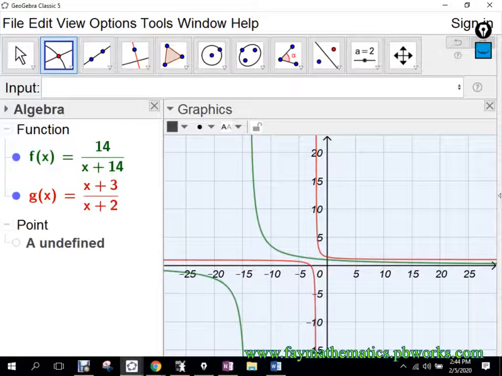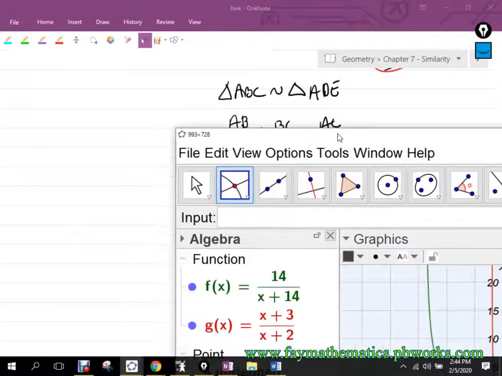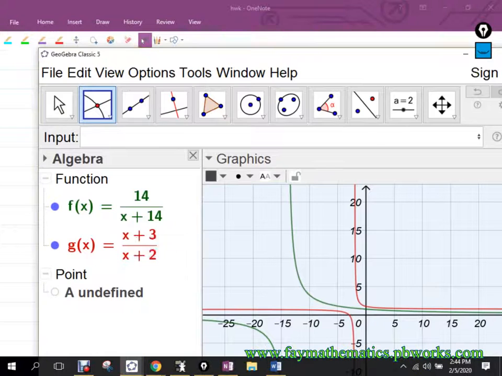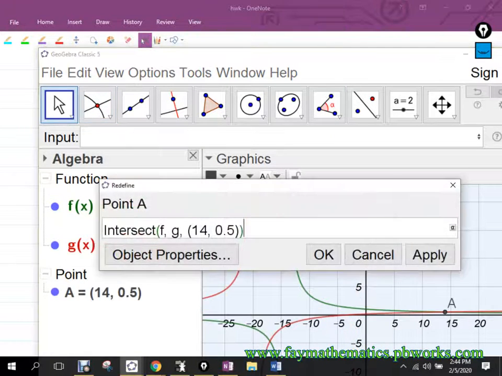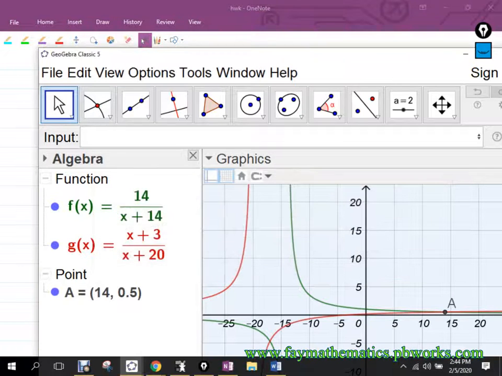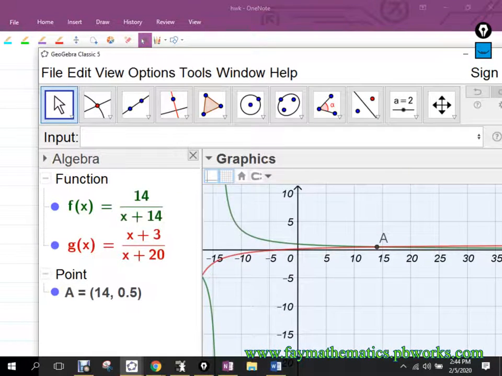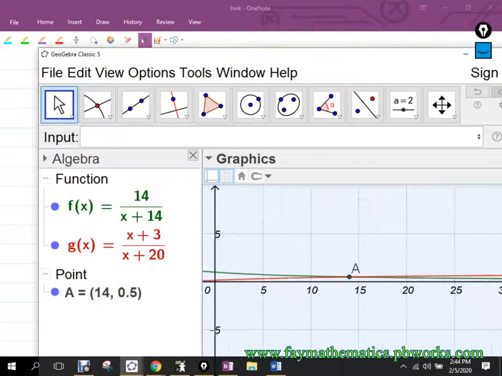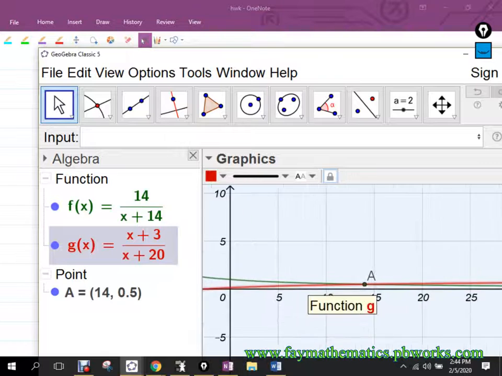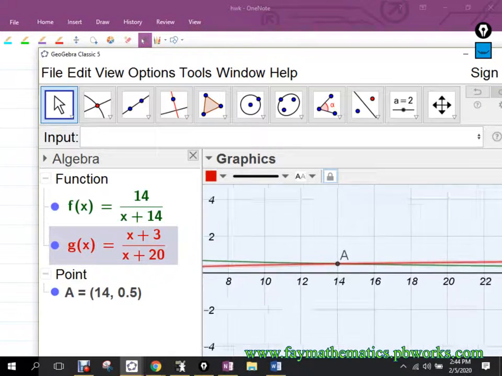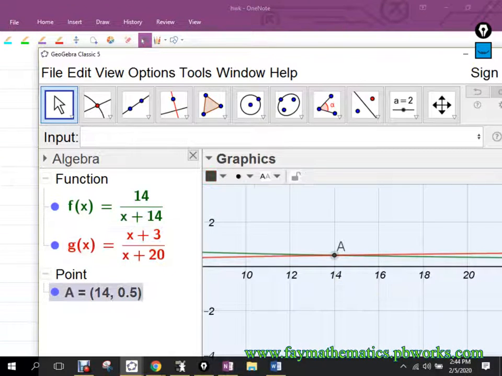Intersect that one with that one. Do I have these typed in right? Aha, thank you. That's a 2, 0. That's better. So now you see that at this point here, the red curve and the green curve are coming together, right? They merge together right there at this point of 14. Is that the x value that we found as an answer?